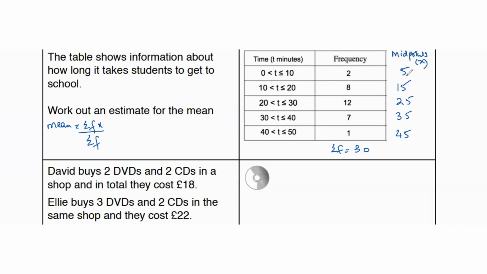So for each x value, we multiply it with the frequency and then add the result to the other ones. So it's going to be 5 times 2 plus 8 times 15 plus 25 times 12 plus 7 times 35 plus 1 times 45. This entire thing is going to be divided by 30. That gives us a mean value of 24.